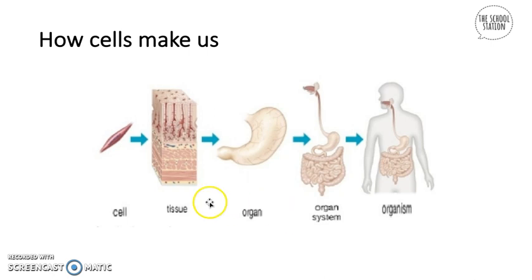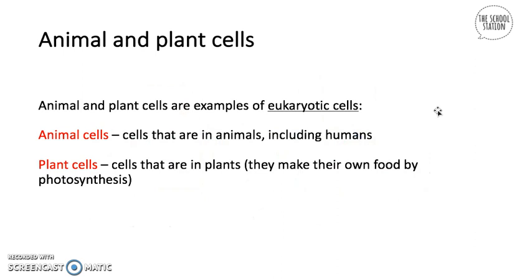So a small thing like a cell can slowly build up to tissues. A lot of tissues put together can make an organ. A lot of organs working together makes an organ system. And a lot of organ systems working together makes us, which we are organisms. So now that we've clarified what cells are and how cells make us as an organism, we now have to talk about the two different types of cells. There are animal cells and plant cells.